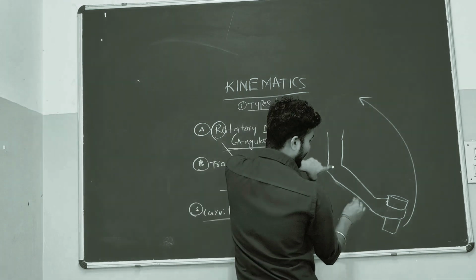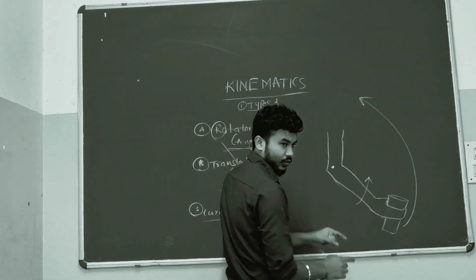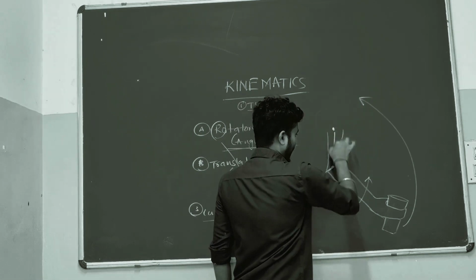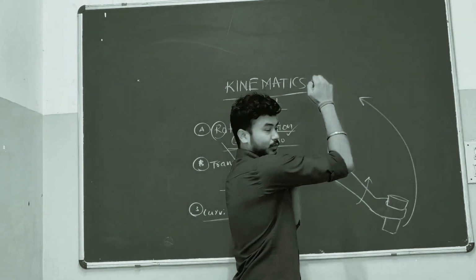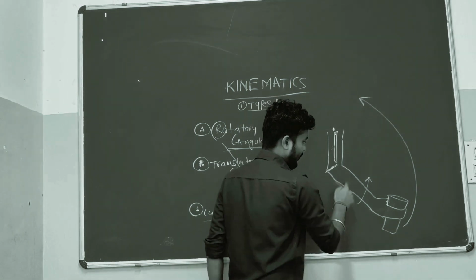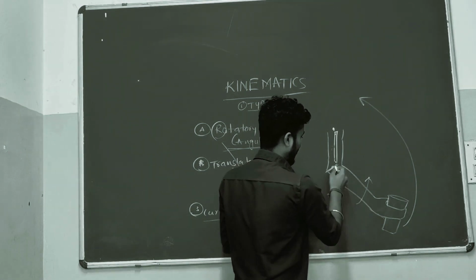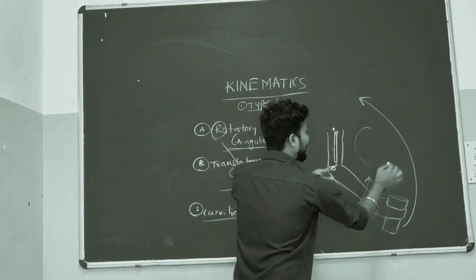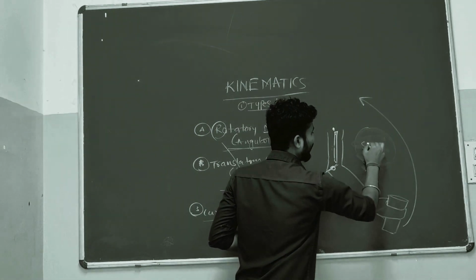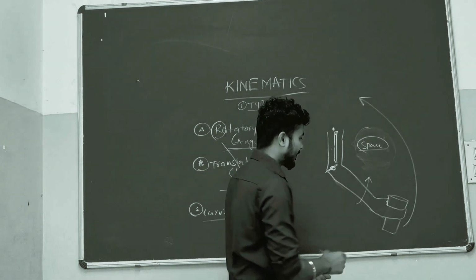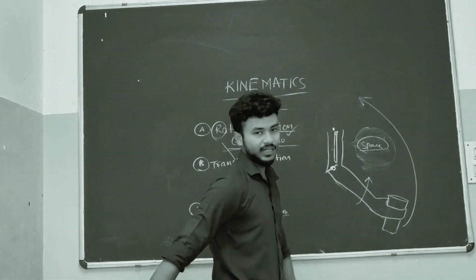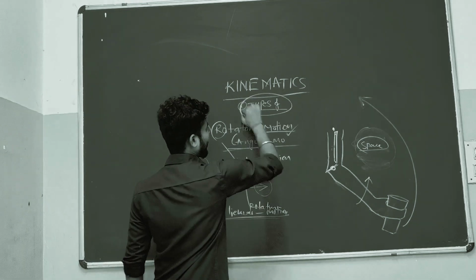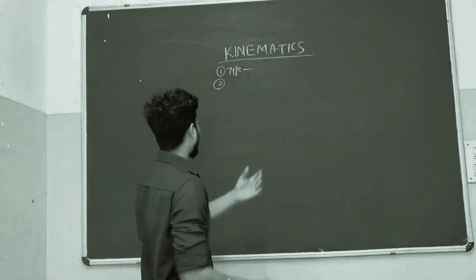A segment will rotate over a fixed axis, and here the arm component is there, so here also it has to move. Two segments have to move; a segment has to rotate over a fixed axis and move in space, then this movement we can say is a curvilinear motion. These are the types of the movements. Clear?